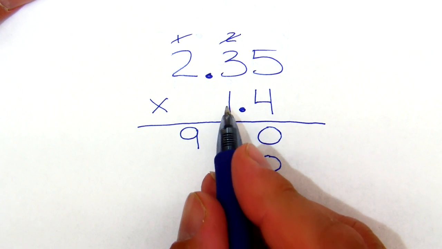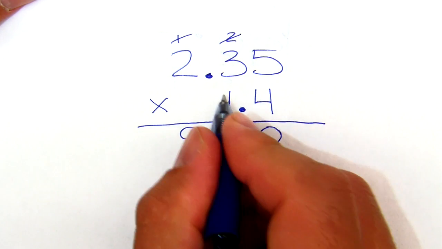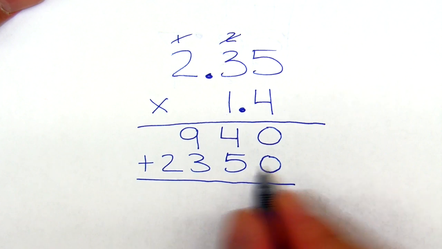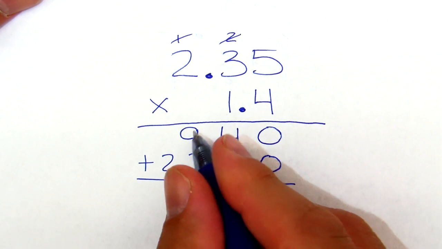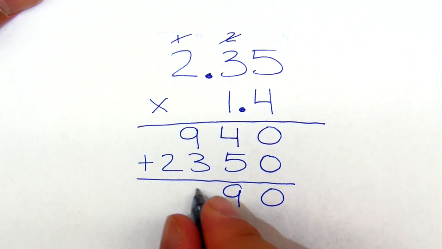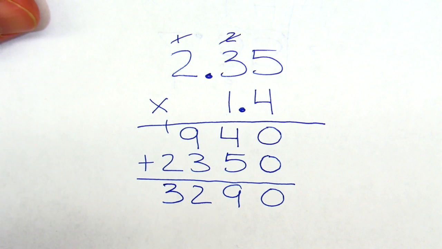Now we're ready to multiply by the 1. 1 times 5 is 5. 1 times 3 is 3. 1 times 2 is 2, okay? We're then gonna add these two partial products. Notice how I have everything in nice, neat columns, right? I'm gonna go ahead and add 12 and 3.